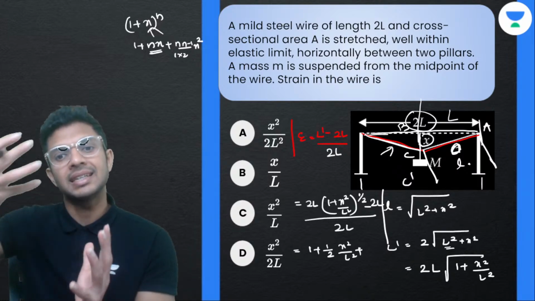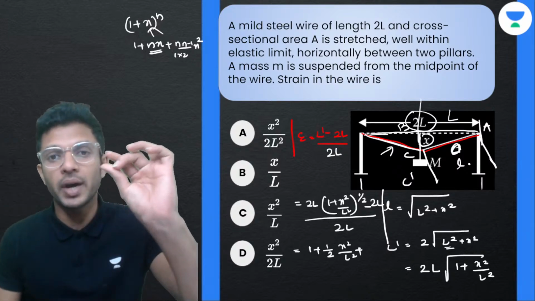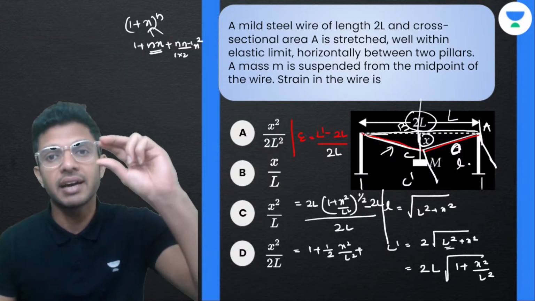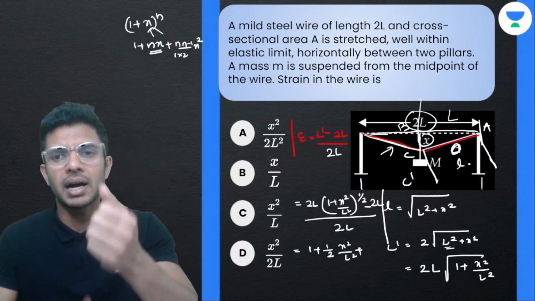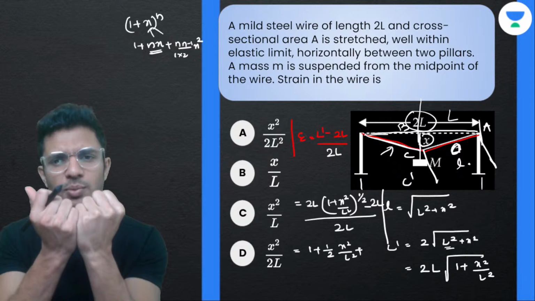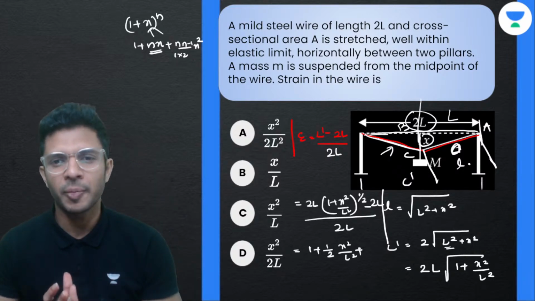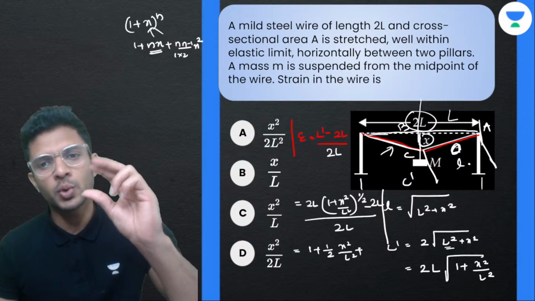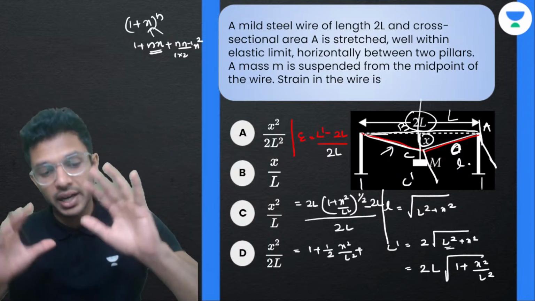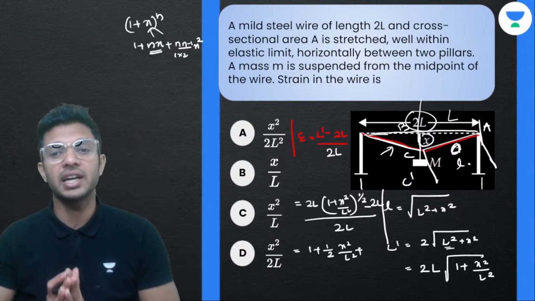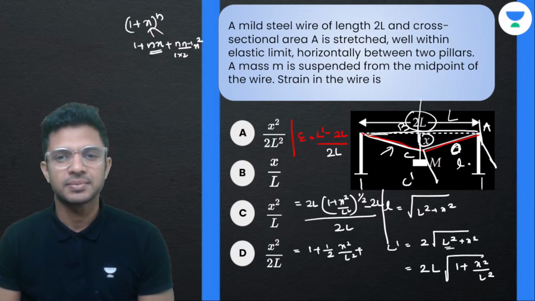X square by L square itself is a very small value. How do I know? X is very small, because once you suspend the mass, it will make a very small displacement in the vertical direction. So X by L itself is small. X square by L square is already small, and if we square it again it becomes even smaller, so we can neglect it. Higher powers we are neglecting.